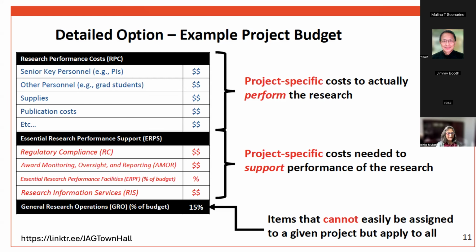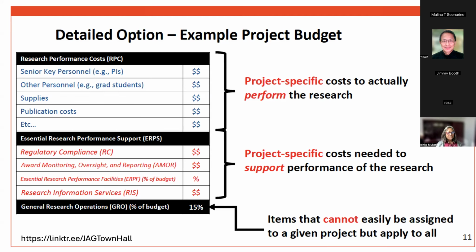So what would we break out? Well, there's regulatory compliance. Again, this is things like the IRB or the IACUC, animal care and use, conflict of interest, all of our regulatory compliance things that we need to do. There's award monitoring, oversight, and reporting. This we are thinking would be some of the work of the grants office, as well as our costs associated with Research Foundation.